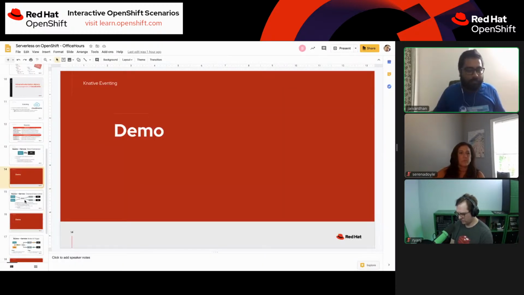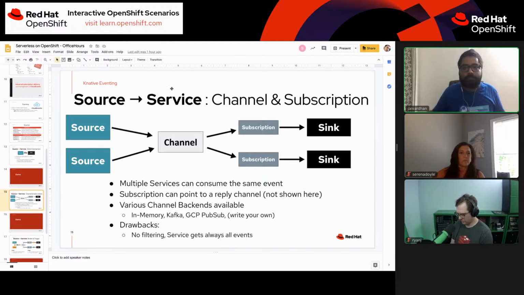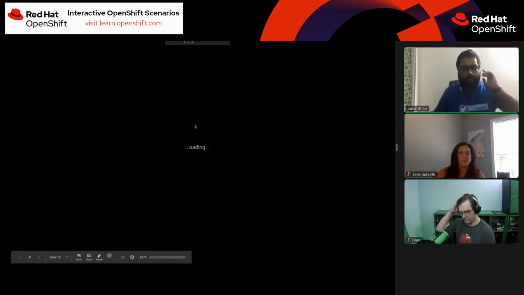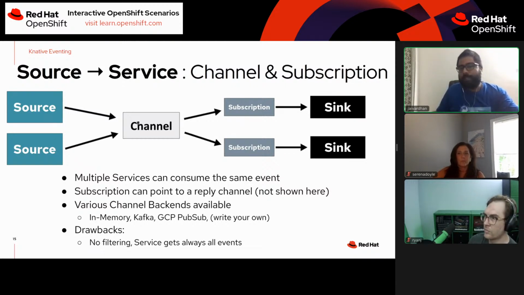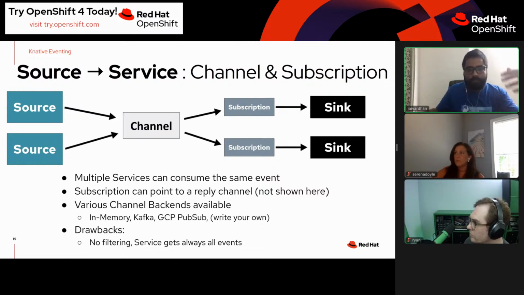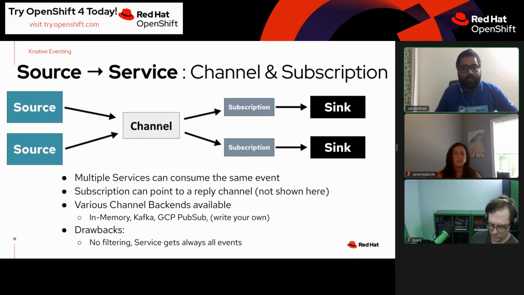Now let me talk about other things. That was the basic example, but there were some limitations which I spoke about, that different sources can't go to different subscriptions. For that, we have channels. Channels are like multiple services can consume the same events. Subscriptions can point to reply channels. Basically, in simple words, these are the sources which are syncing to a channel, and these channels can be subscribed to by different services through subscriptions.